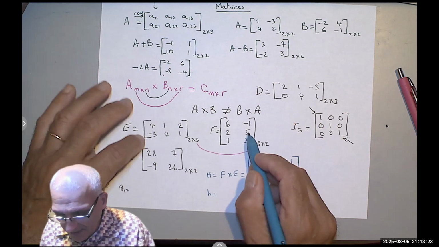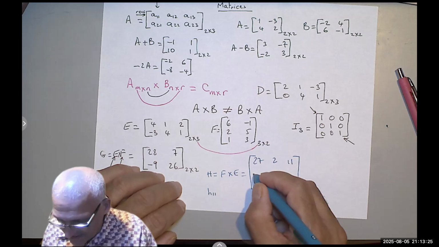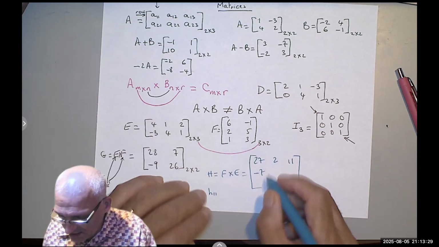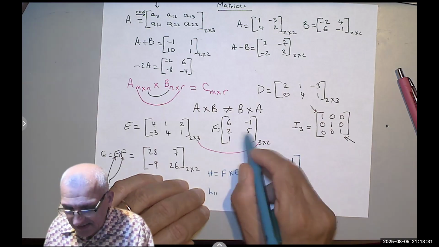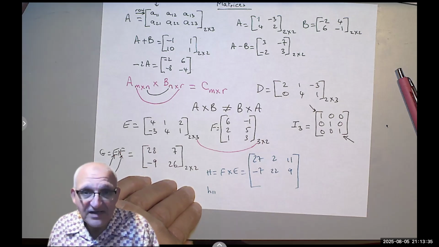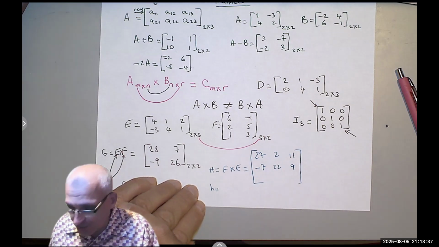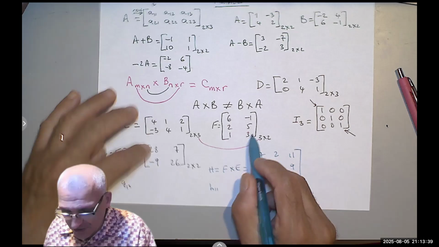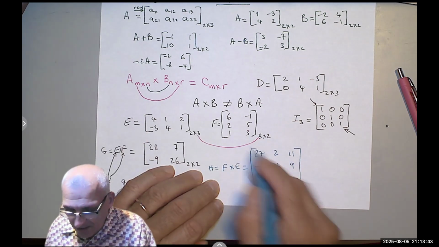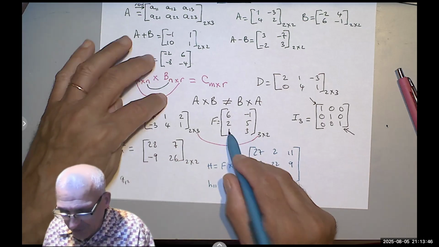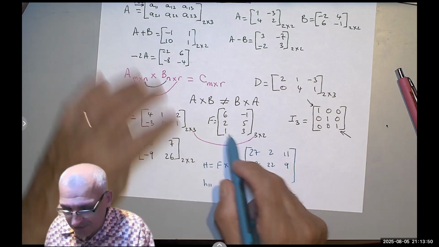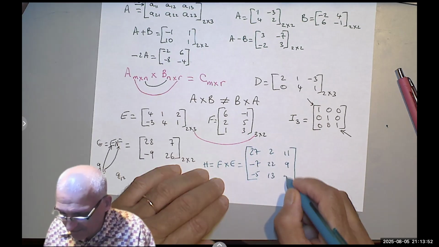8 minus 15 is -7. Second and second, 2 and 20, 22. Second and third, 4 and 5 is 9. And finally, I finish the last row. Third and first, 4 minus 9 is -5. Third and second, 1 and 12 is 13. Last one, third and third, 2 and 3 is 5.